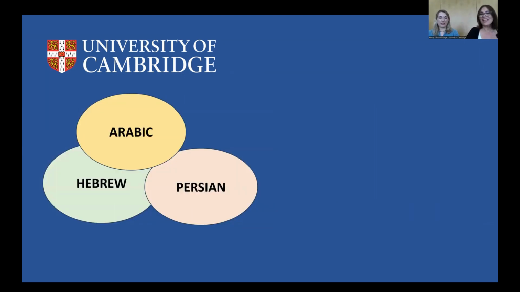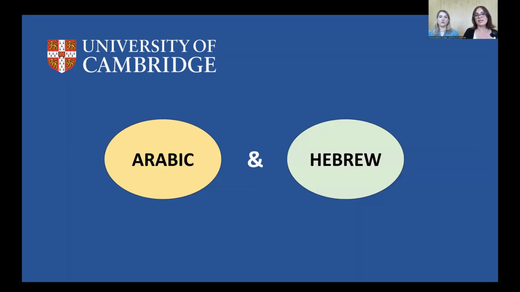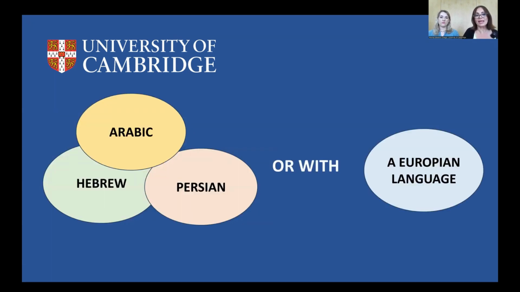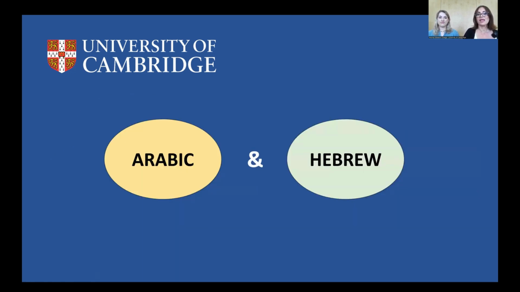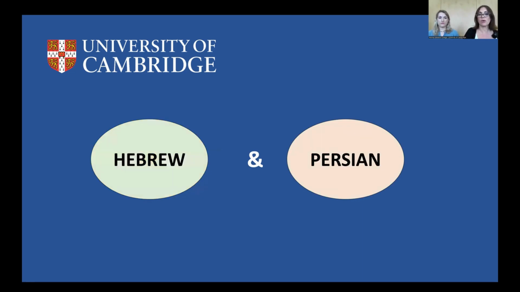Okay, so combination of languages. In Middle Eastern studies, you can study Arabic, Hebrew, and Persian, or alone. Arabic can be combined with Hebrew, or Persian and Arabic together, or one of those languages with a European language. Arabic and Hebrew can be taught as two separate single subjects, and they can be combined. Arabic and Persian can be combined. Hebrew and Persian can be combined.